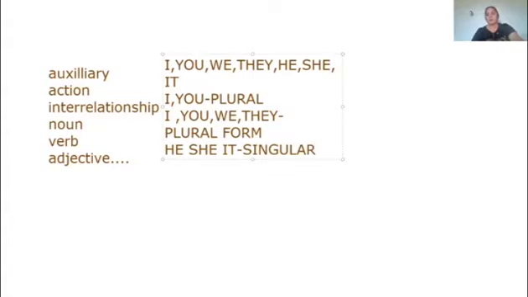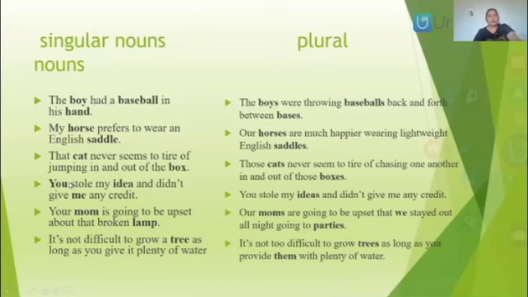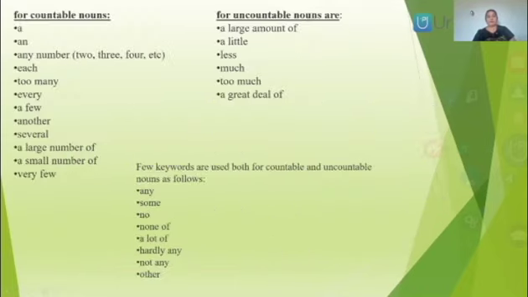Got it? That's why in this particular example on your screen, you stole, it's in the past tense form. You stole my idea and didn't give me any credit. You stole my ideas, because idea is a singular noun, ideas is a plural noun. Your mom is going to be upset about the broken lamp. Your mom, it's singular, fine. Our moms are upset that we stayed out all night going to parties. So this is how singular nouns and plural nouns can be understood very clearly.